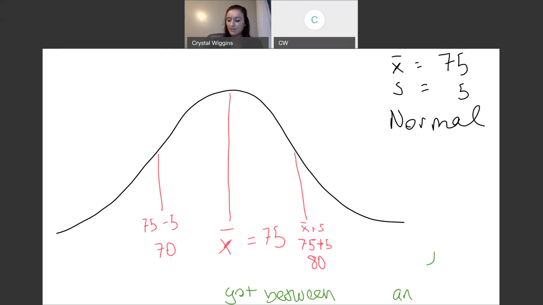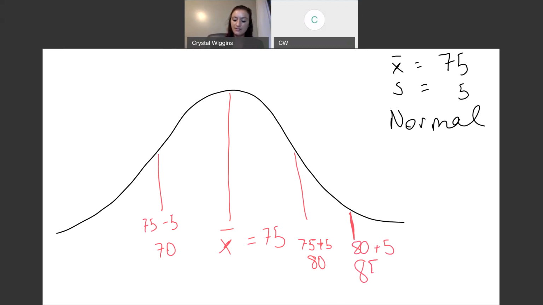Let me erase this out of the way so we have a little bit more room. Now let's go out another standard deviation. Let's take one more standard deviation out. We're going to take the 80 and add another 5 to get 85. And I'm going to take the 70 and subtract another 5, because that's our standard deviation. I get 65.